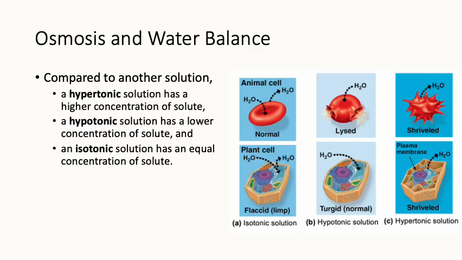When comparing two solutions, we use terms to describe their solute concentration. A hypertonic solution has a higher solute concentration. A hypotonic solution has a lower solute concentration. An isotonic solution has an equal solute concentration. These differences determine the direction water will move during osmosis. Understanding these terms helps explain why cells may swell, shrink, or remain stable depending on their surrounding environment.